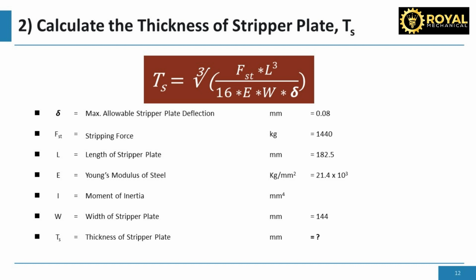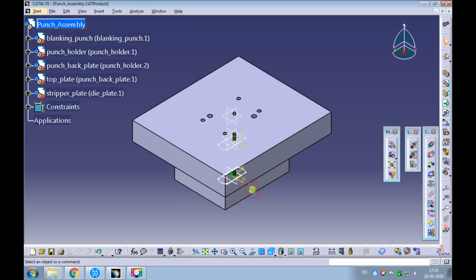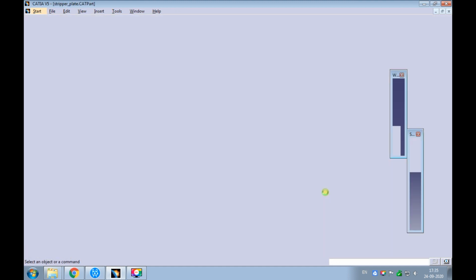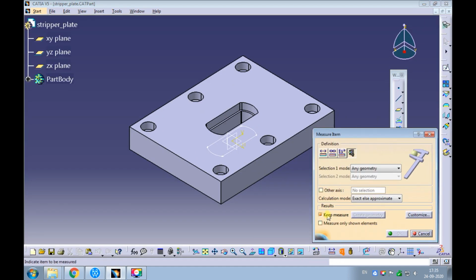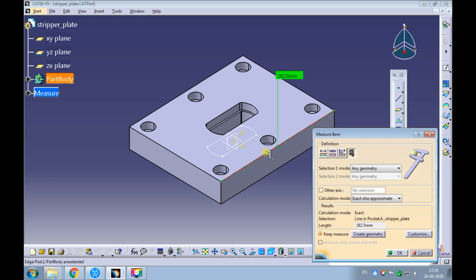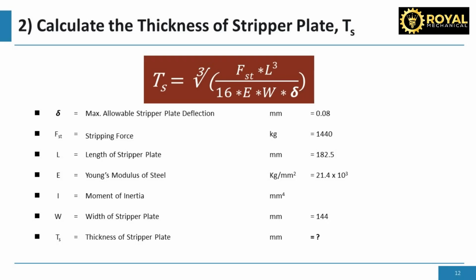The maximum allowable deflection for stripper plate can be 0.08. Earlier, we had calculated the stripping force FST as 1,440 kilograms. The length of the stripper plate is 182.5 millimeters. And the width of the stripper plate is 144 millimeters. Young's modulus of steel is 214,000 kilograms per square millimeters. Substituting all the formula values to calculate the stripper plate thickness, we obtain the stripper plate thickness as 13 millimeters.